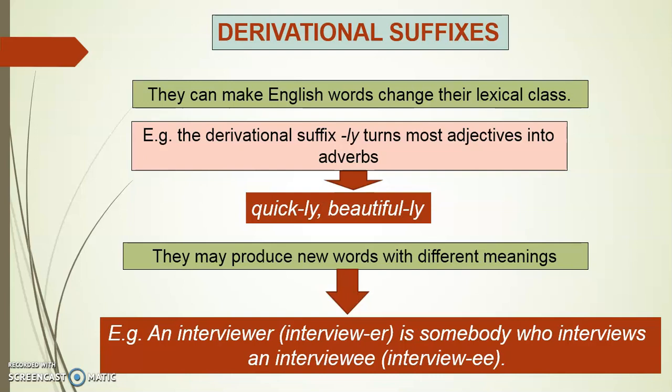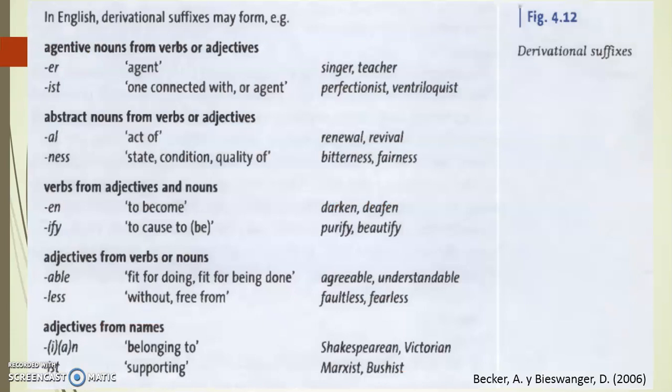They may produce new words with different meanings. So you have interview, you add er, you have interviewer, somebody who interviews. An interviewee, you add double e. So you have that by adding suffixes, the same word can have different meanings. So here you have a lot of examples.